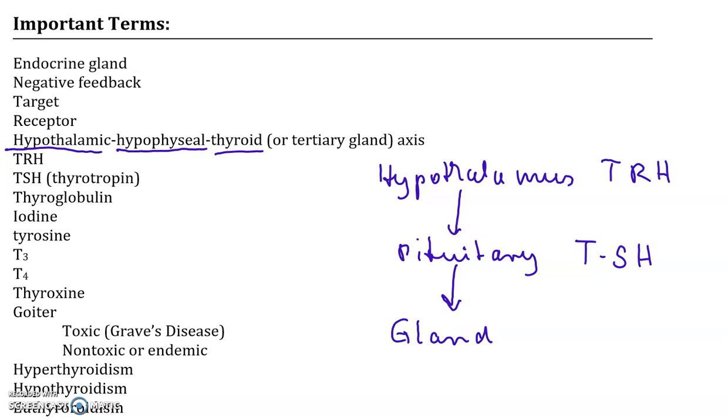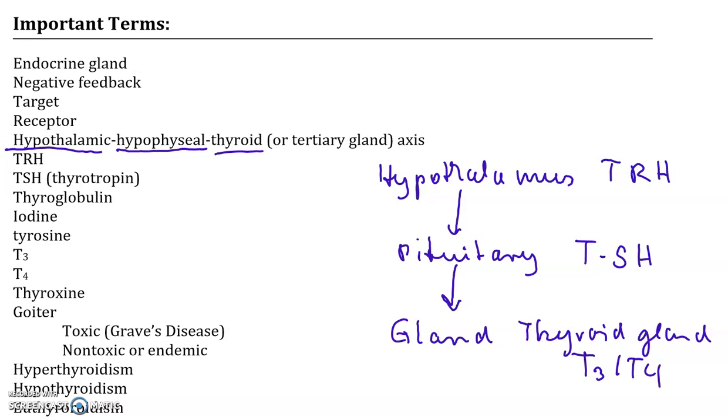And in the case of the thyroid hormone, that would be the thyroid gland. Oops, let me fix this. Thyroid gland. The thyroid gland makes two hormones, T3 and T4. Those are the actual hormones that then are affecting the metabolism in general throughout the body.